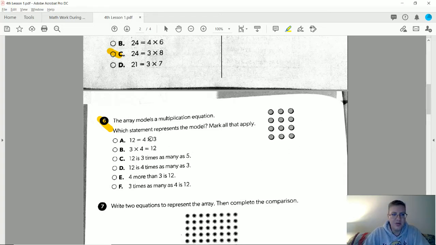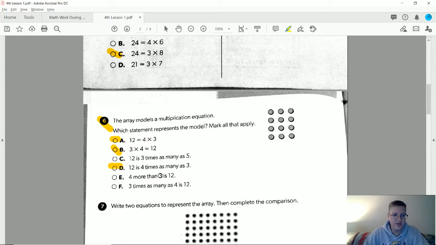So 12 equals 4 times 3. That one will work. 3 times 4 equals 12. That one would work. 12 is 3 times as many as 5? No, that is not correct. It would be 3 times as many as 4, or 4 times as many as 3, which is letter D.